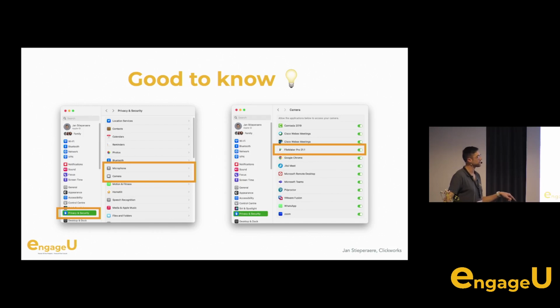A couple of good to know things. On Mac, maybe you noticed when you install it, it asks you if it can use your camera. If at that time when you install it, you click no, this won't work. But you can, of course, activate it in your security settings. Just for you to know.